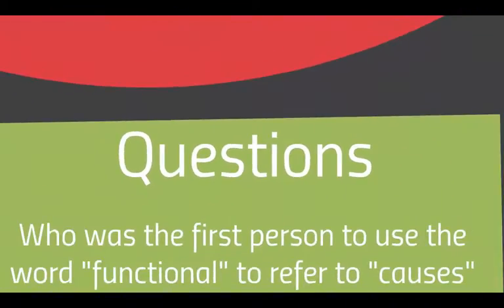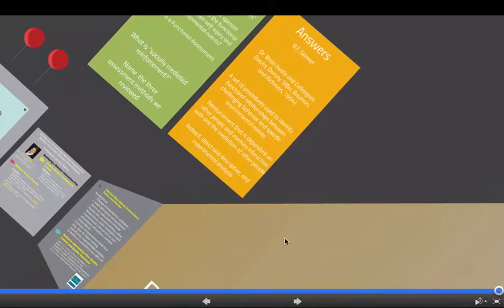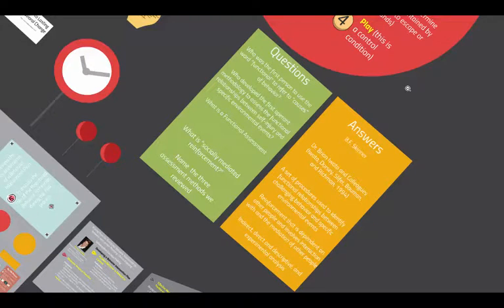So finally, with respect to the questions for our module, they are as follows. Who is the first person to use the word functional and refer to causes of behavior? Of course, that was B.F. Skinner. Who developed the first operant methodology to assess the functional relationships between self-injurious behavior and specific environmental events? That would be Dr. Brian Iwata and colleagues, Iwata, Dorsey, Slifer, Bauman, and Richman.